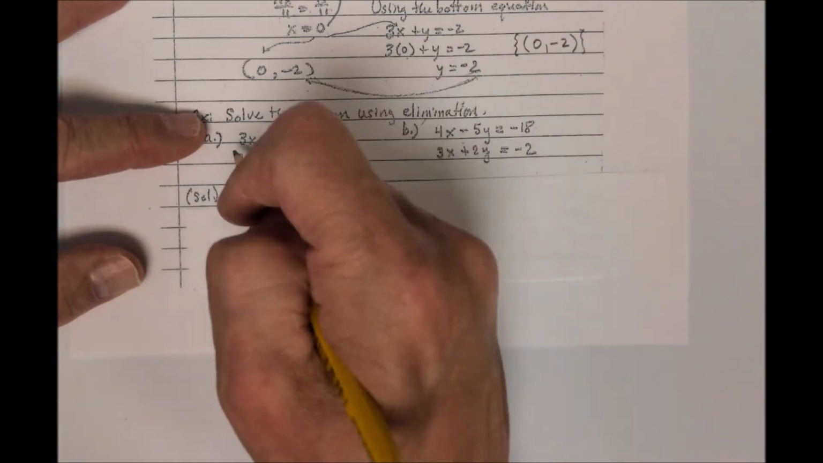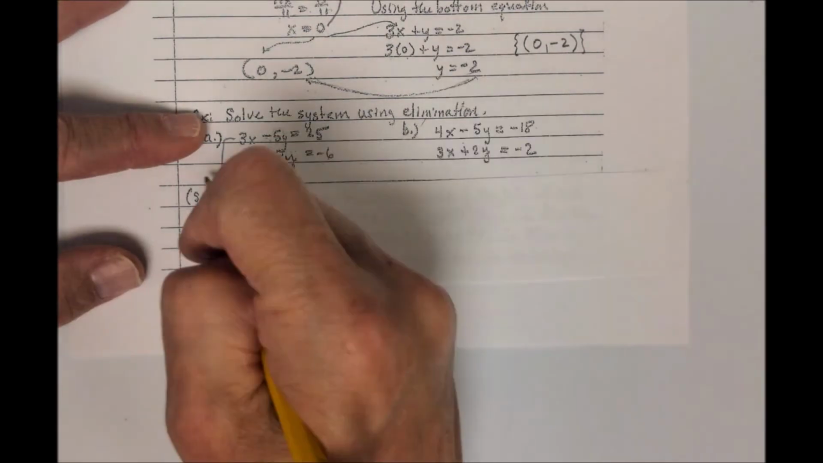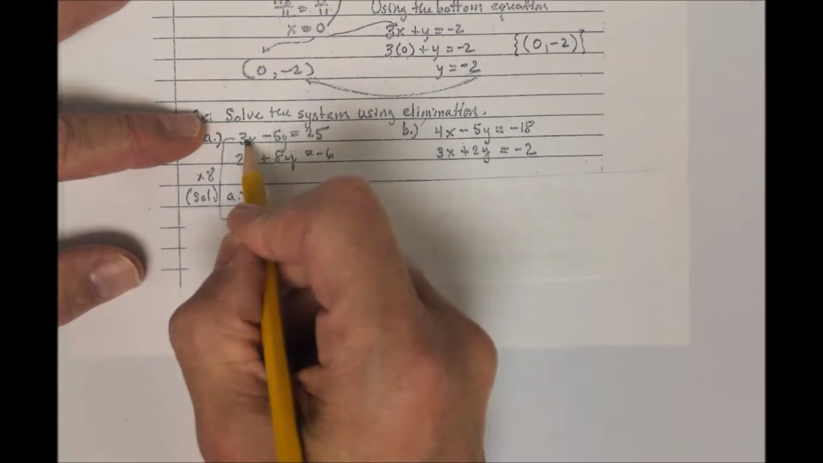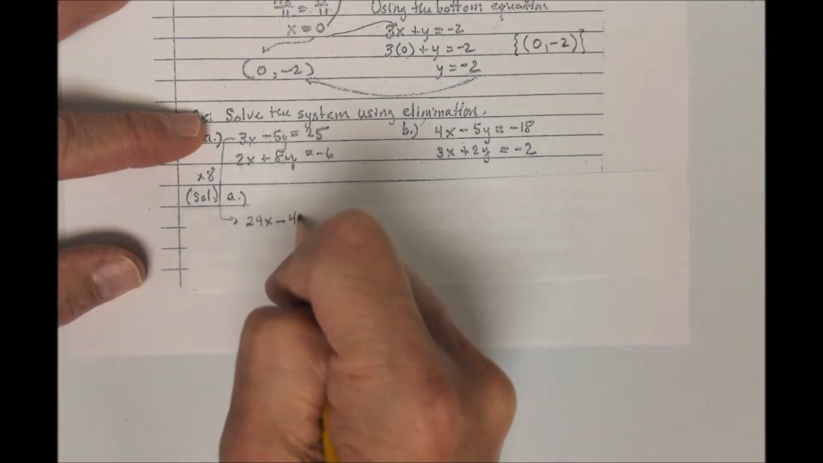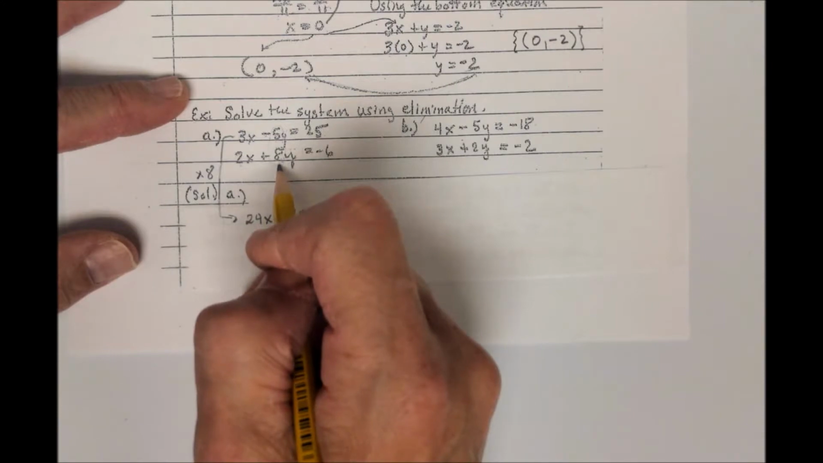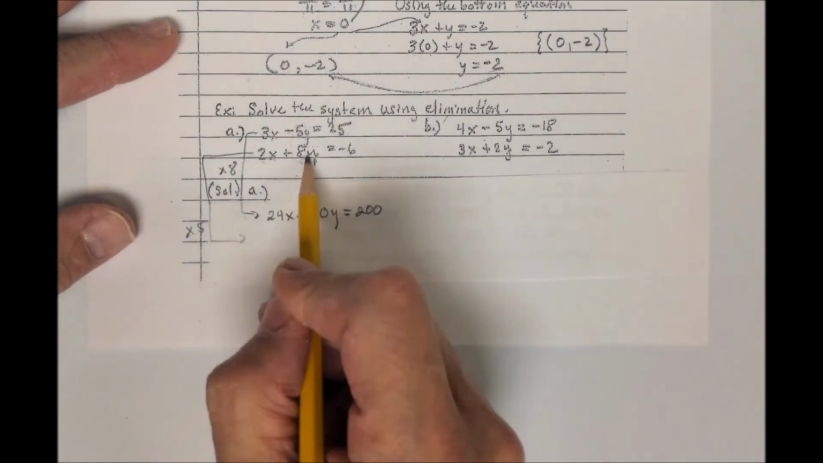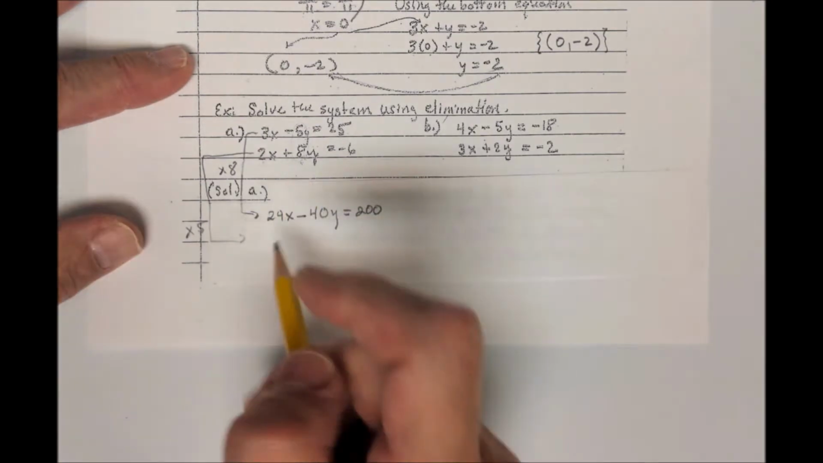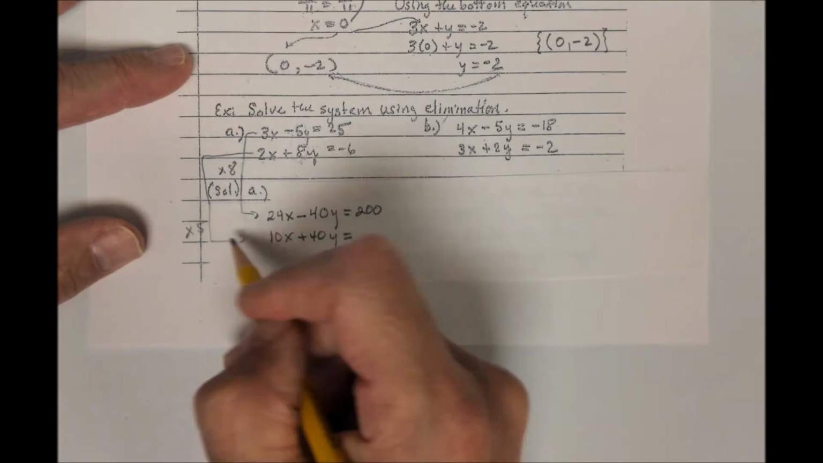So I'm going to take this top equation right here, and to make that a negative 40, I'm going to have to multiply by a positive 8. Every term, both sides. So that's 24x minus 40y is equal to 200. Number got a little bit bigger. Then I'm going to take the bottom equation, and I'm going to make that a positive 40. I'm going to multiply it by 5, 5 times every term in both sides of the second equation. So that's going to give me 10x plus 40y is equal to negative 30.